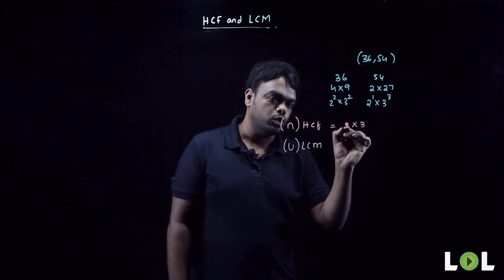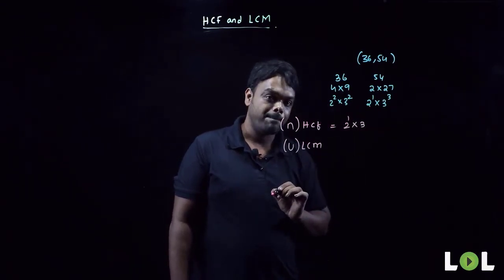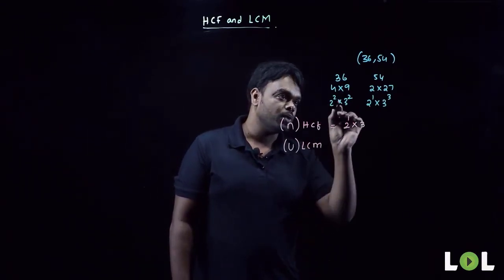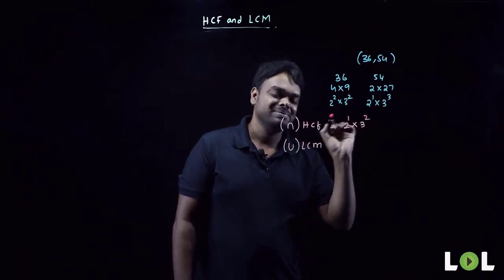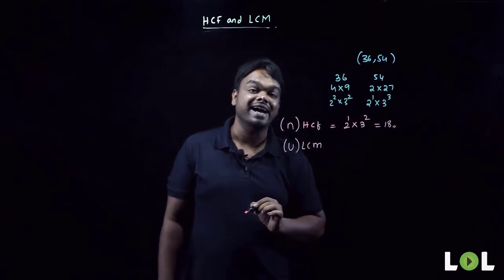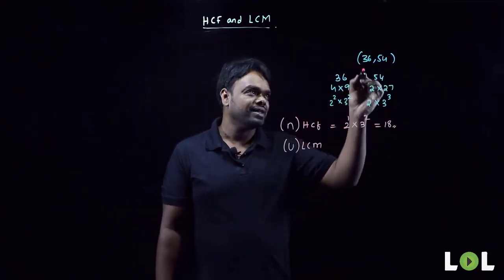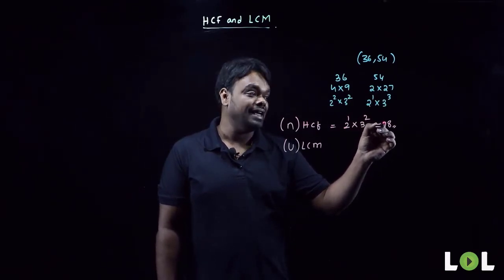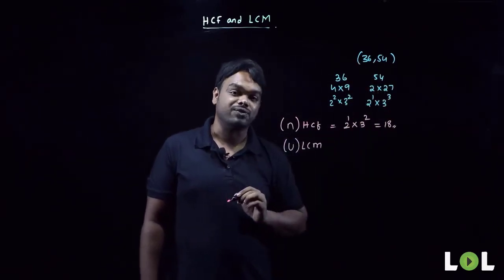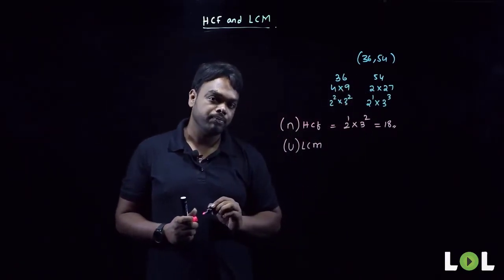If I talk about 2, what is the smallest power of 2 in both the cases? 1. For 3, what is the smallest power? Square. So if you write it, 3 square is 9, 9 into 2 is 18. 18 is the HCF of both 36 and 54. If you want to cross verify, 18 into 2 is 36, 18 into 3 is 54. So 18 is the highest number that can divide both 36 and 54.